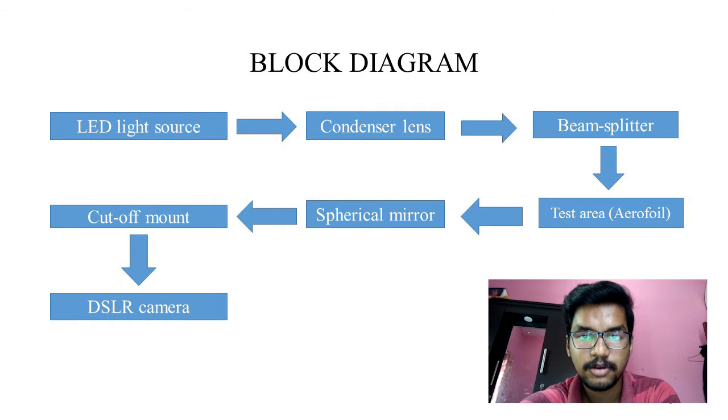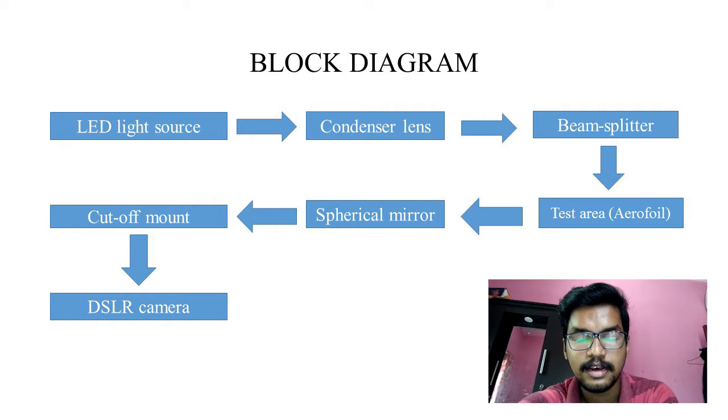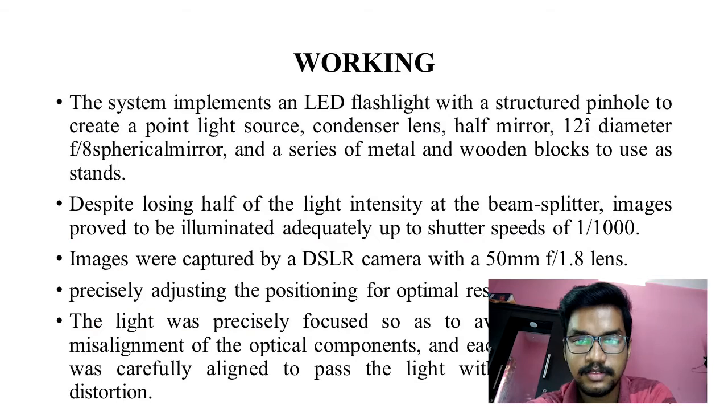Now, this block diagram symbolically represents the working of our Schlieren technique or Schlieren system. It starts from the LED light source, then goes to the condenser lens, then the beam splitter, then to a test area where our test object is an aerofoil cross section, then to the spherical mirror, then the cutoff mount, and finally the DSLR camera. Now we are going to the working section.